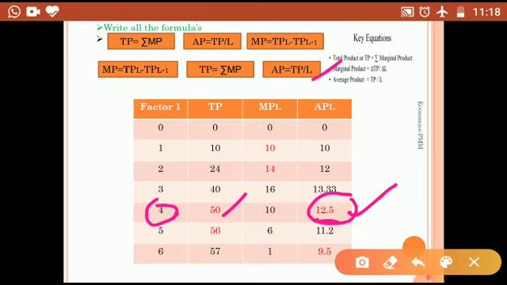Similarly, one more average product we need to find out, that is for the 6th unit. What will be the average product when the 6th unit of the variable factor is added? The same formula we are applying. What is the formula? Total product divided by labor, or the variable factor. What answer will we get? 9.5. So students, this completes our task of calculating the missing products in the table.